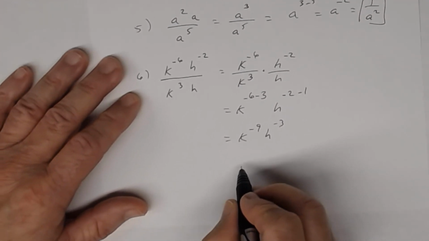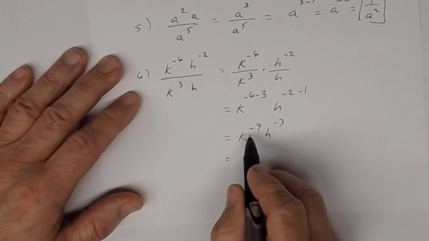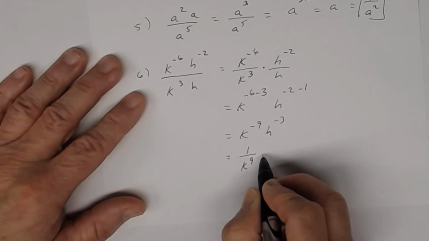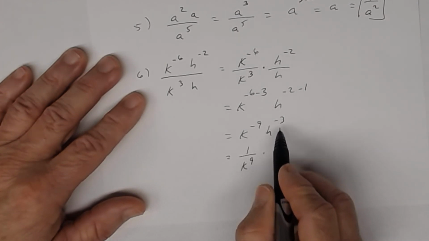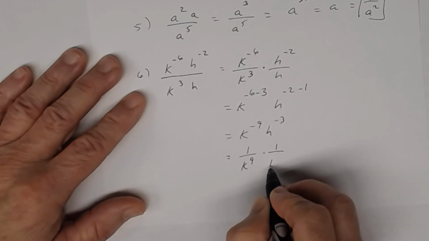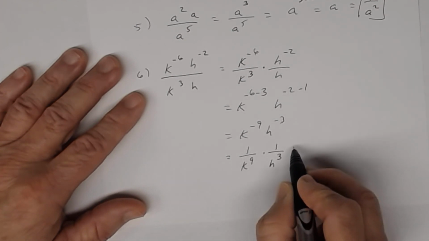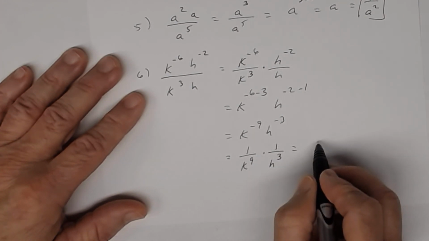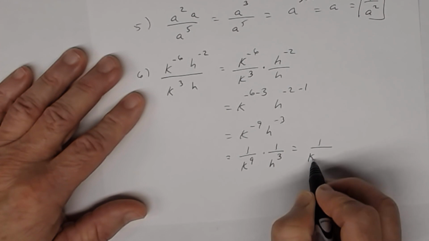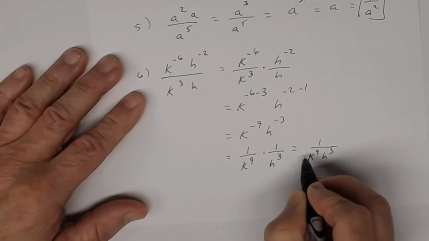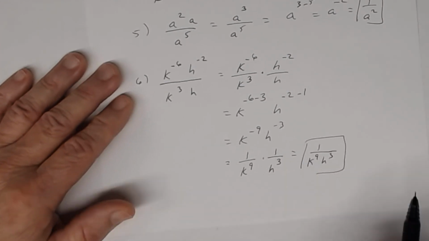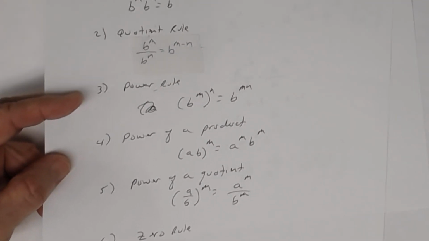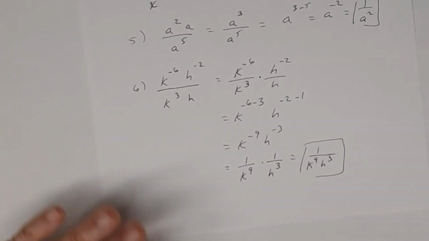I don't want any negative exponents. So I know that k to negative 9 also means 1 over k to the 9th power times h to the negative third means 1 over h to the third. And you'll write this as one expression, one fraction. So 1 times 1 is 1. So you get 1 divided by k to the 9th, h to the third. And that's it. That's all you do. So just using those different properties that you've learned about. Okay, so that was number 6.